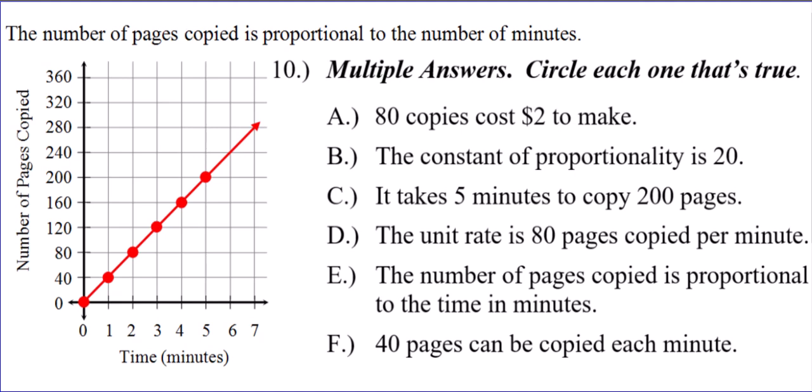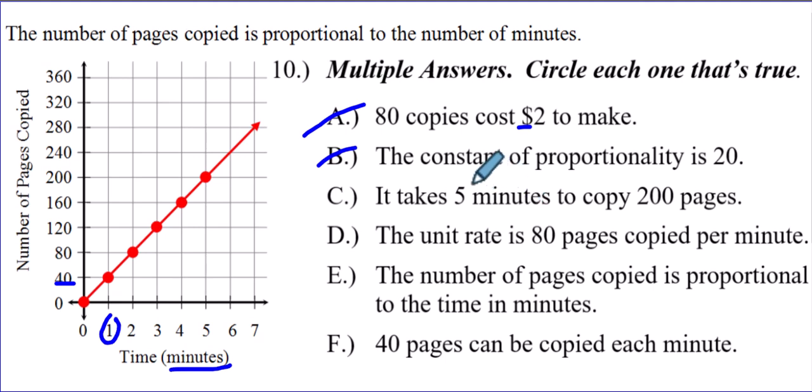Problem number 10, multiple answers. Let's circle each one that's true. Let me go ahead and get my pen ready. Okay, 80 copies make $2 or cost $2. Wait a minute. The 80 is with the $2. Is the 2 supposed to be? No, the 2 is supposed to be 2 minutes. Whoa, goodbye, A. Part B, the constant of proportionality is 20. Wait a minute. Constant of proportionality, where x is 1. That's not 20. That's 40.